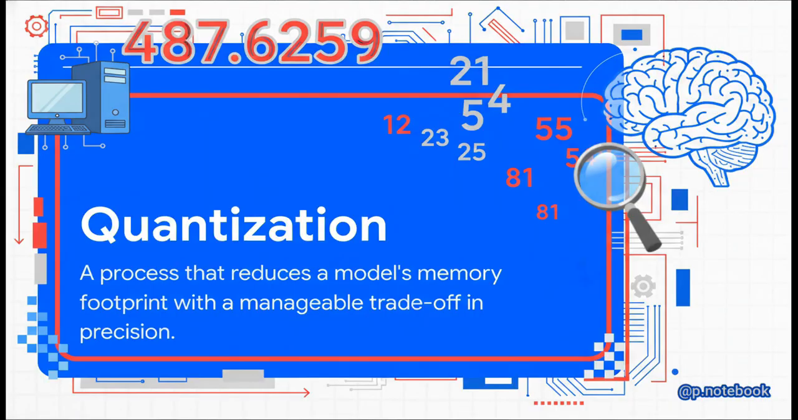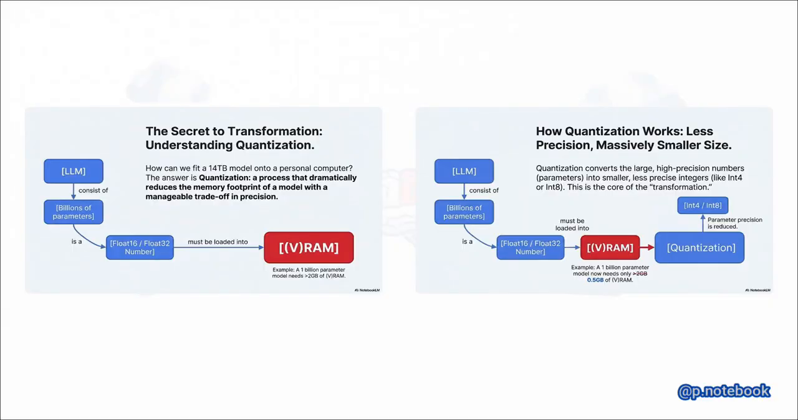It's incredible. This slide right here shows you exactly how it works. On the left, that's the original model. All its parameters are stored as these high-precision numbers called floats, and they take up a ton of memory. But on the right, after quantization, they've been transformed into smaller, simpler integers. The brain of the model is still there, but its memory footprint has just been radically shrunk.